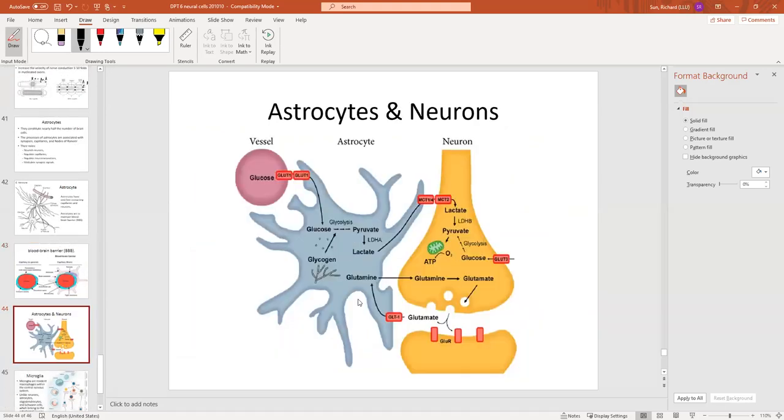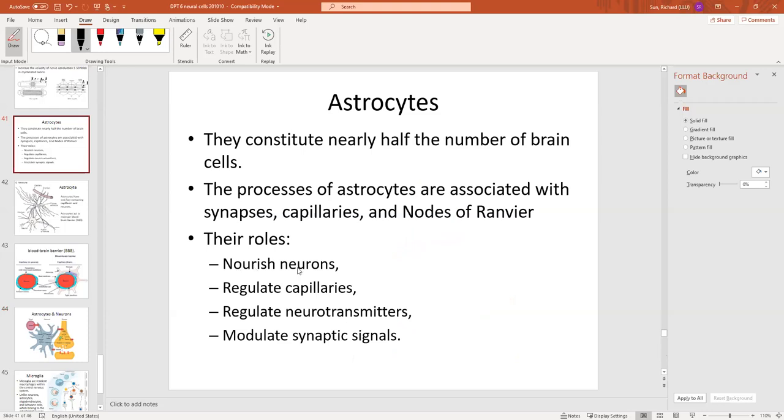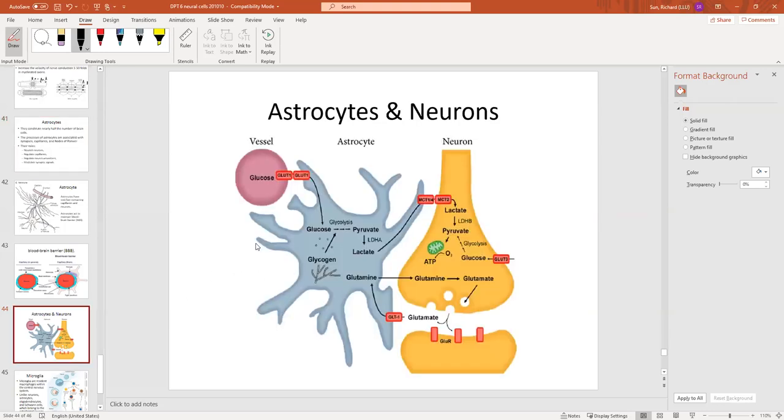Astrocytes also, I like this picture. I tried to find a good picture to represent the function of astrocytes, and this is probably the best one. Here we show two major functions of astrocytes. One is nutrition, nourishing neurons. How does it do that? Here we get glucose from the vessel. That's the nutrition. Glucose is converted to lactate in the astrocytes. Then astrocytes feed this lactate into the neuron, and the neuron uses this lactate to generate ATP.